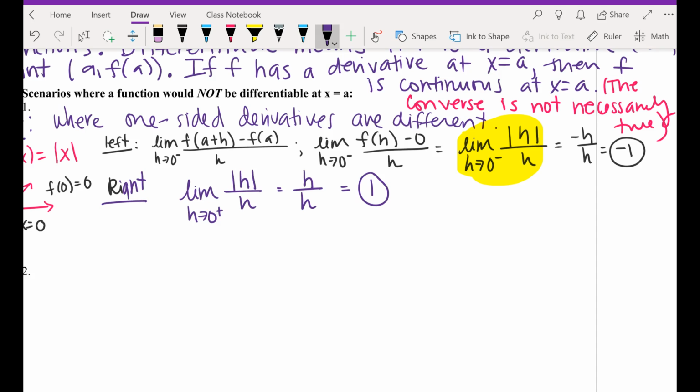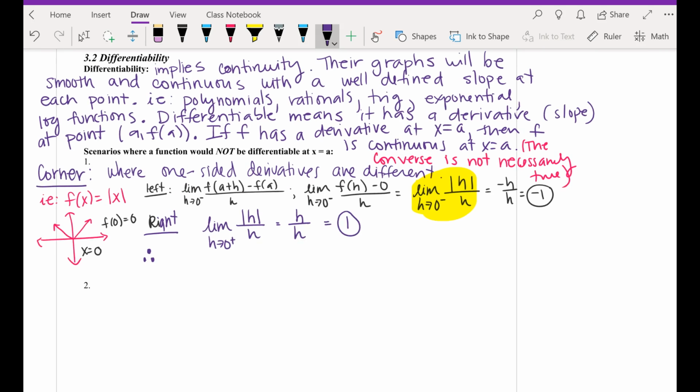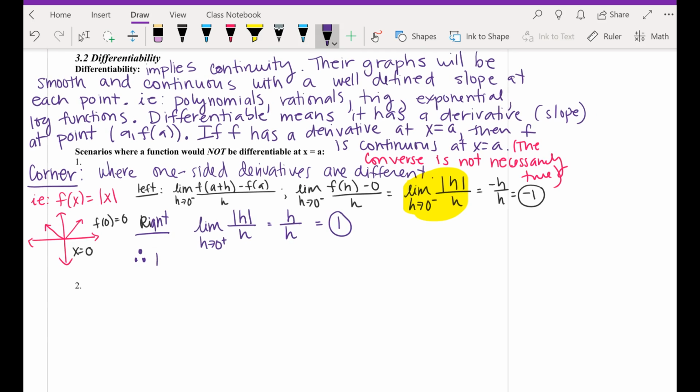Therefore, what do we call the location at 0? A corner. So there is a corner at x equal to 0. So it's not differentiable at 0. Does it have a slope at 0? No. So there are 4 cases where the derivative does not exist, and that means it's not differentiable. That's case number 1.